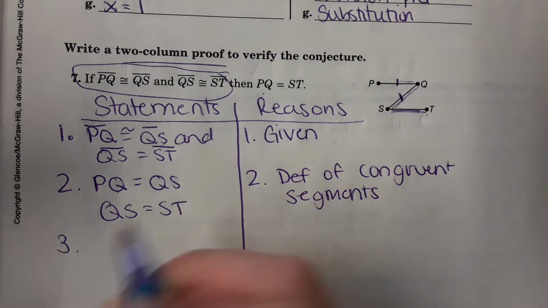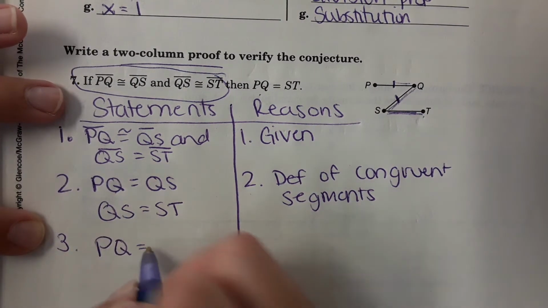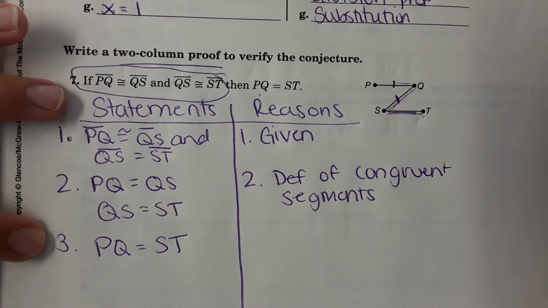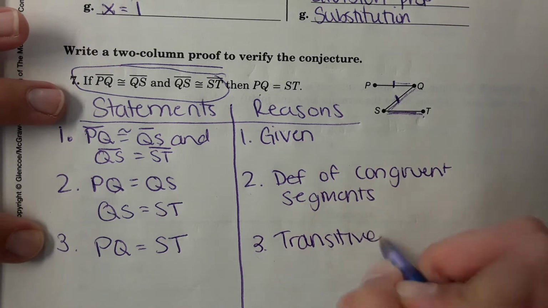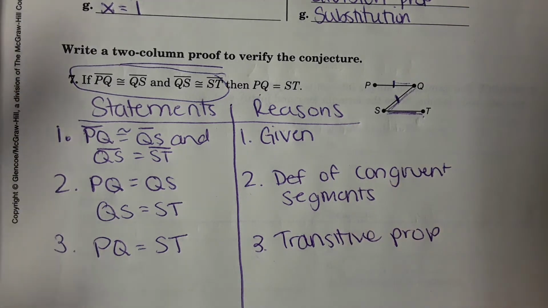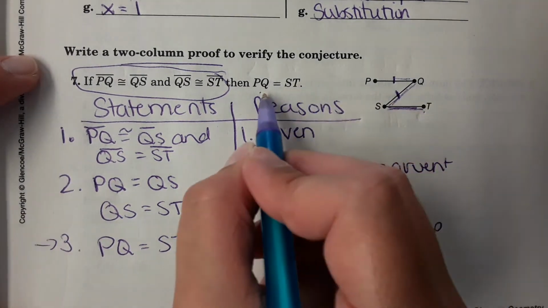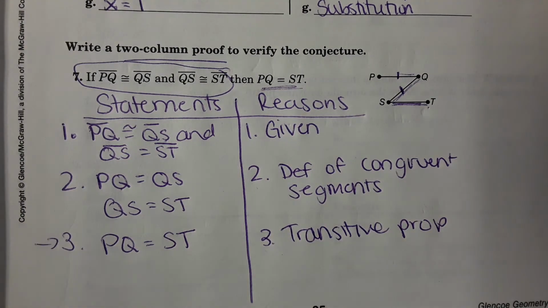So then we can say that PQ is equal to ST by the transitive property. And once you get to this, what you're trying to prove, then you're done.